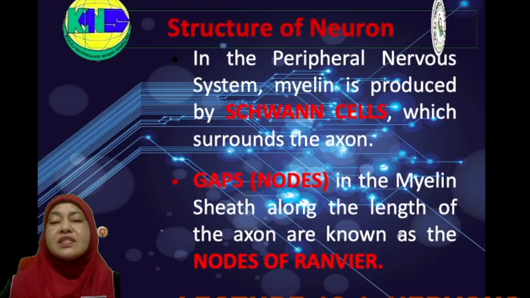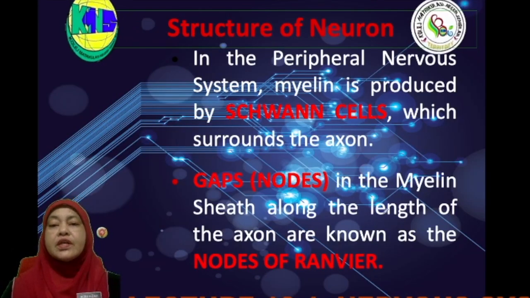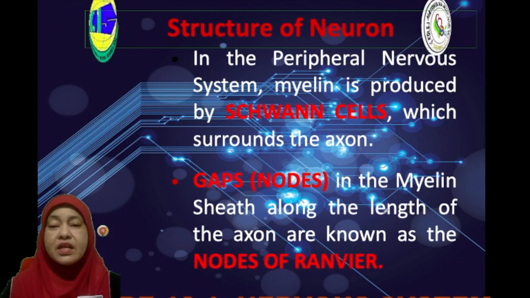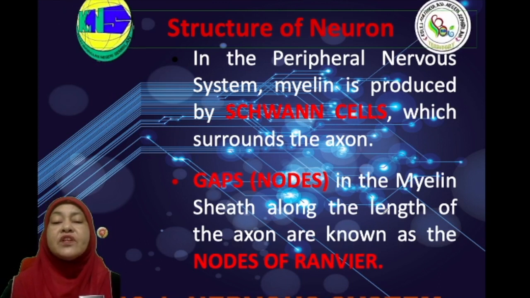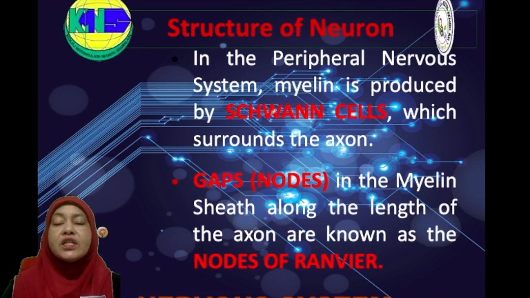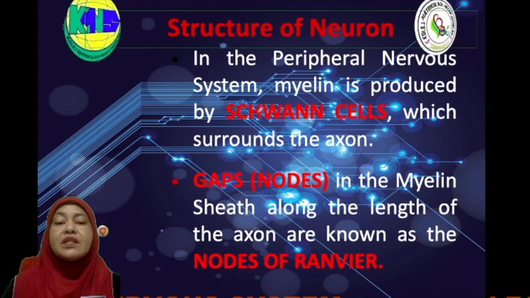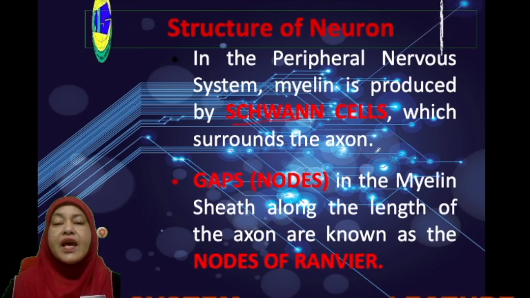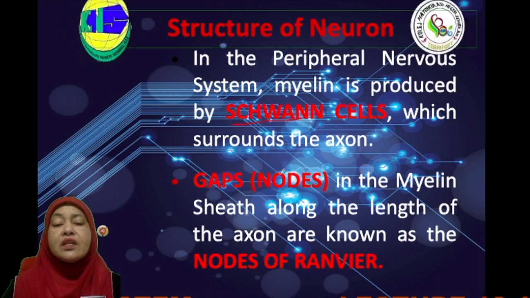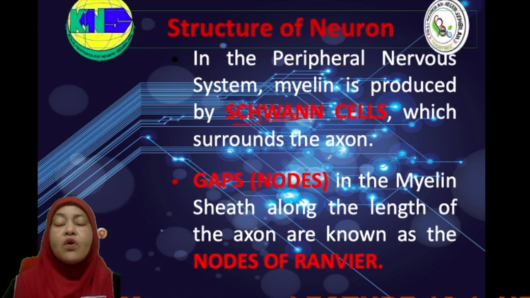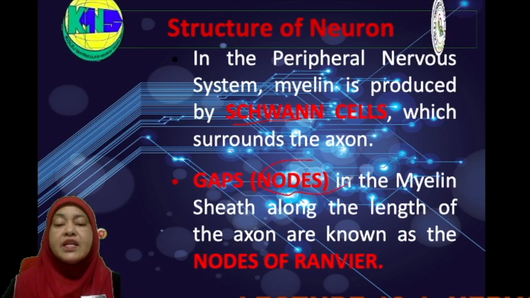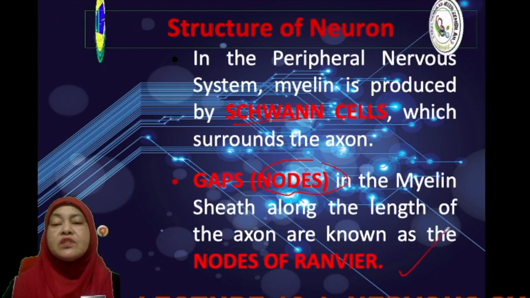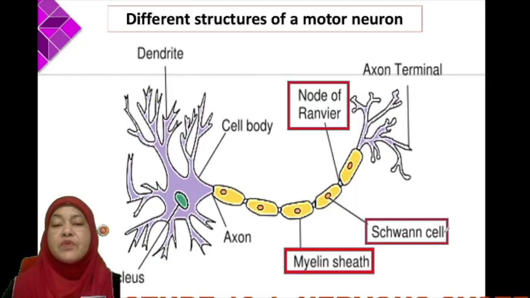Okay, so next, talking about the structure of the neuron. In the peripheral nervous system, like the teacher mentioned just now, the afferent neuron and the efferent neuron, the myelin sheath is produced by one cell known as the Schwann cell, which surrounds the axon. Between the myelin sheaths there are gaps, also known as nodes, and these nodes are known as the nodes of Ranvier. So these are all the important structures of the neuron that you must be able to recognize.